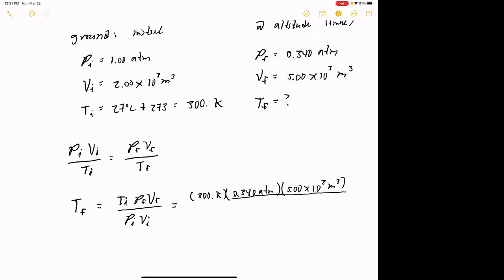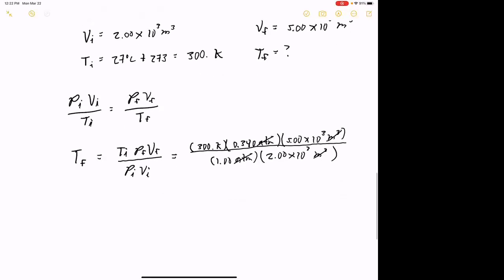I want to divide that by P initial. That was the 1 atmosphere, right? And my V initial, that was my initial volume, 2.00 times 10 to the third meters cubed. Let's check the units. I should get temperature units back out, so hopefully we do. Atmospheres will cancel top and bottom. Cubic meters are going to cancel top and bottom. That's going to leave me with Kelvin, so I think I did my math right here. I know for sure because we expect the temperature to be lower at the higher altitude. If it isn't lower, we know we did something wrong.